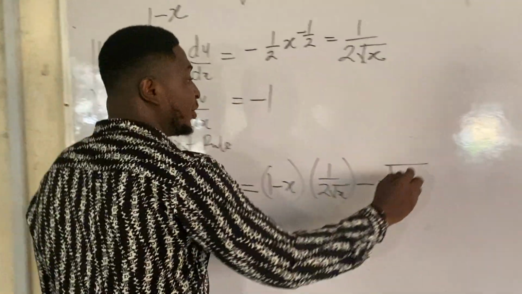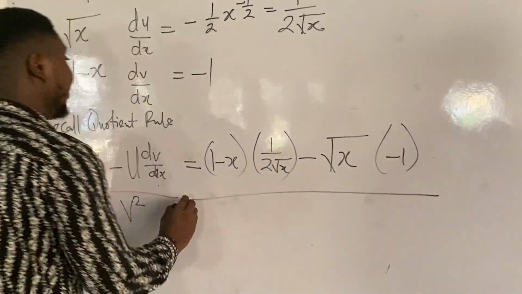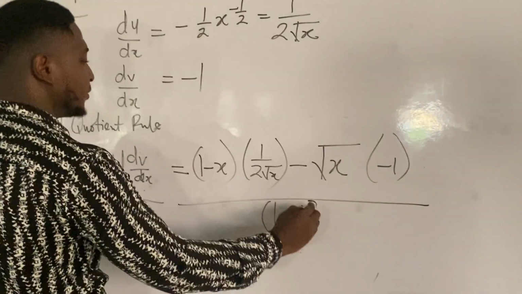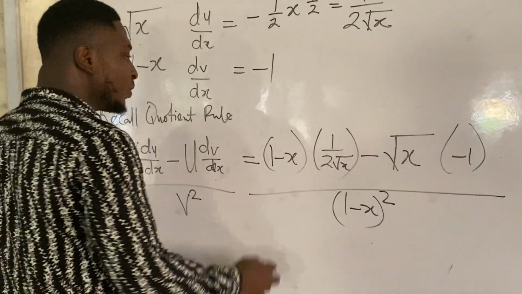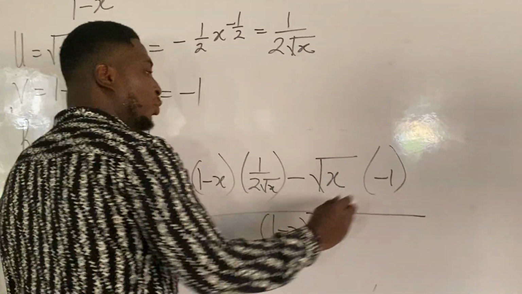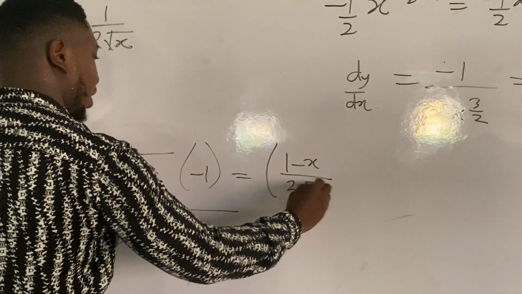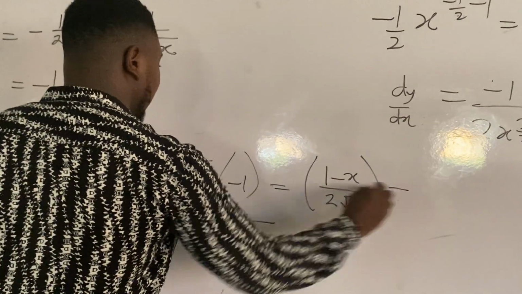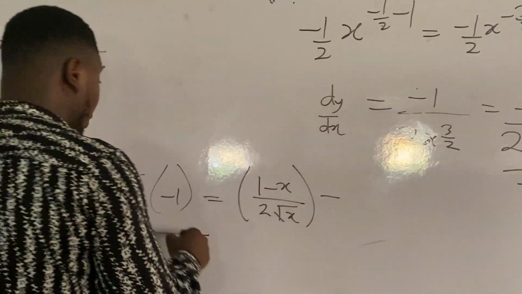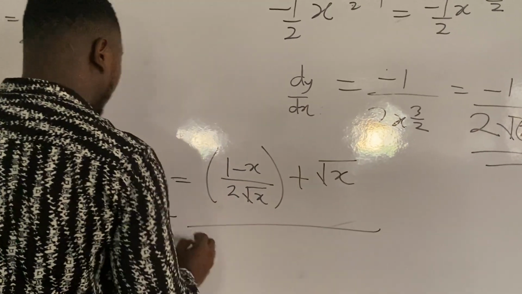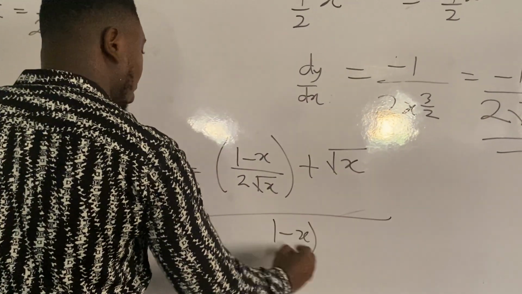So u is root x. Now dv/dx is minus all over v squared. Who is v? 1 minus x. So 1 minus x times 1 will give us 1 minus x all over 2 root x, minus root x times minus 1 will give us plus root x, all over 1 minus x all squared.